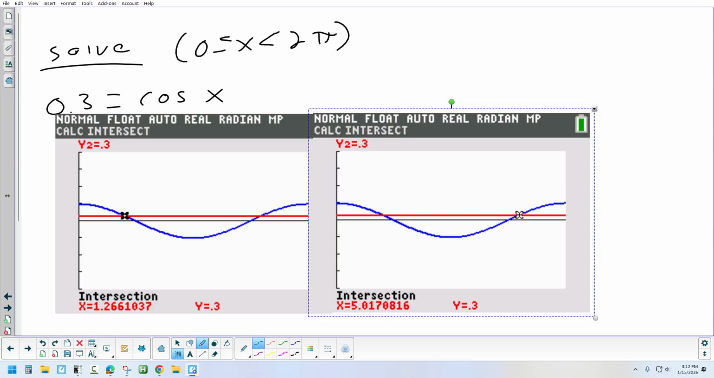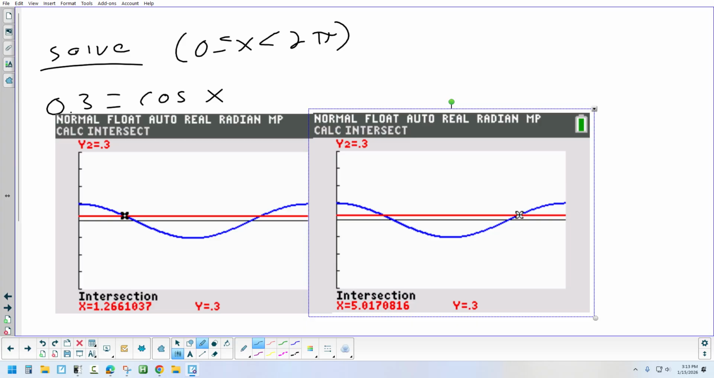Now, are those exact answers or are those approximate? Yeah, they're just approximate. They're not exact. You wouldn't be able to get exact for a problem like that one.